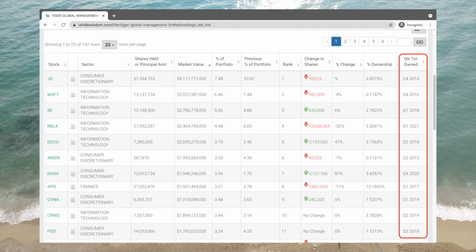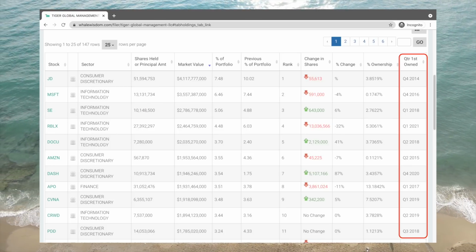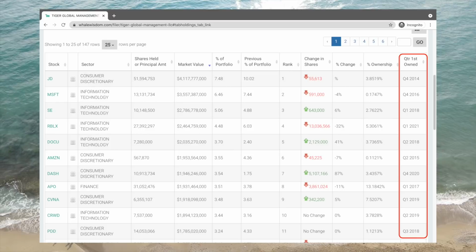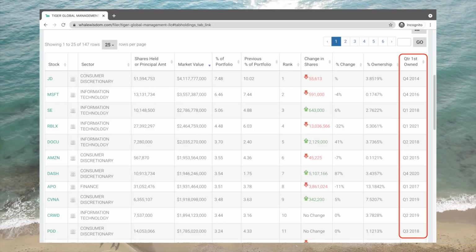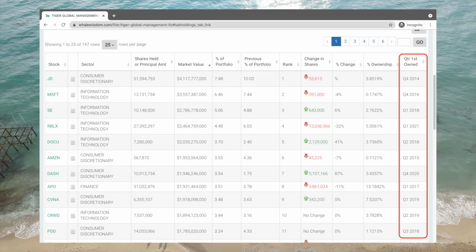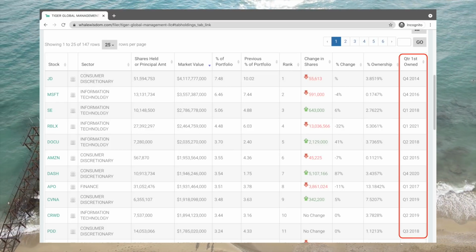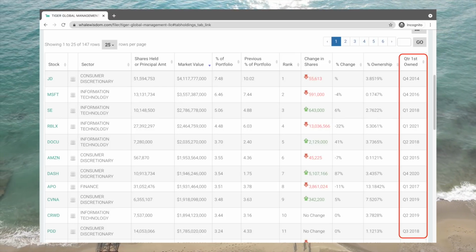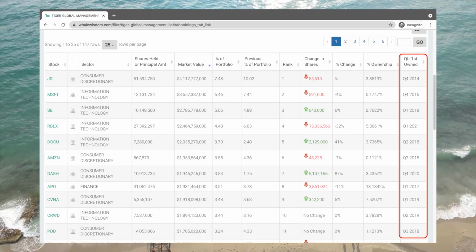They have a pretty long holding period. As you can see, they've held most of their top holdings for multiple years. Their top positions are Chinese e-commerce company JD, Microsoft, the Singaporean conglomerate SEA, Roblox, and DocuSign. These are just 2 examples. You can do your own research on top-performing hedge funds to see which ones you want to follow.